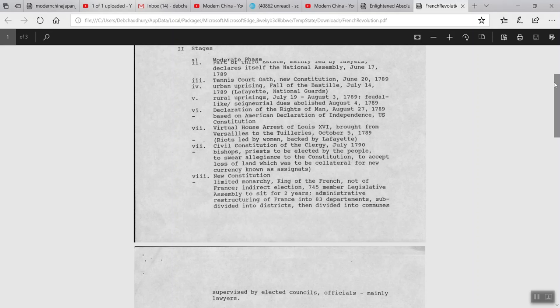There were also uniform weights and measures introduced, the metric system, and a lot of monopolies and guilds, which were barriers to trade within France, were abolished. So definitely some changes towards a more liberal, more progressive society, but by no means was all accomplished yet.